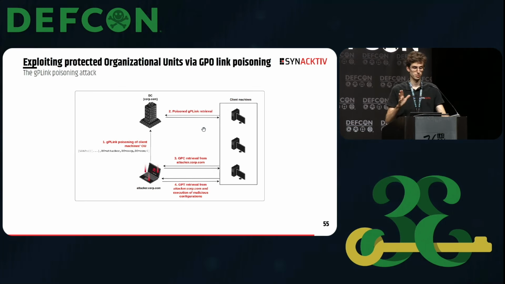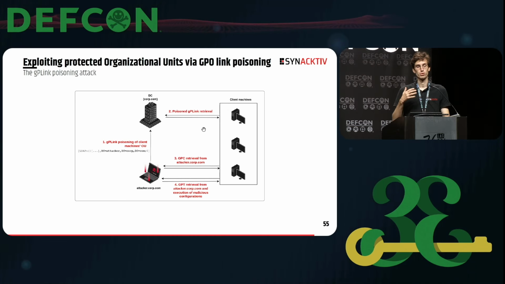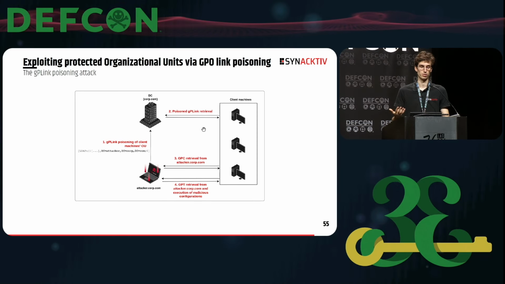All right, let's describe it more visually. First, you have a user that can write the GP link of an OU. Then you poison the GP link: you add an item to it. Third, your object will try to fetch their group policy container on your machine, and you simulate a group policy container. Finally, fourth, the object will also try to fetch the group policy template on your machine. You simulate a group policy template, and they apply your malicious configurations.